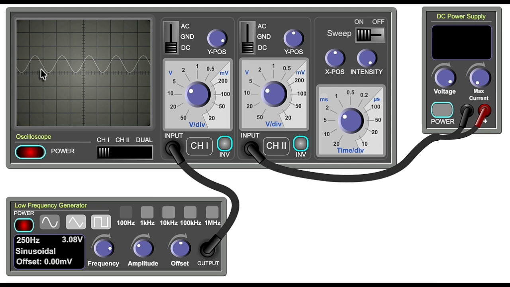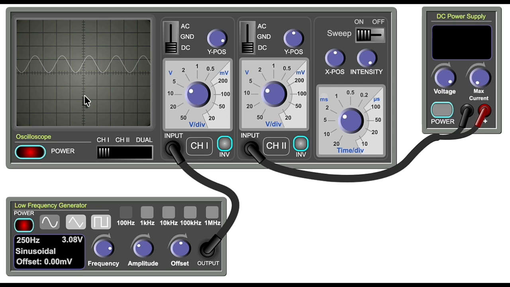You can see that it's produced a nice sinusoidal wave. What do you think it's going to look like if we turn the time base off? If we turn the time base off, it produces a single vertical line because the entire sinusoidal wave is being drawn on top of itself. This can be really useful, and we'll come back to that in a moment.